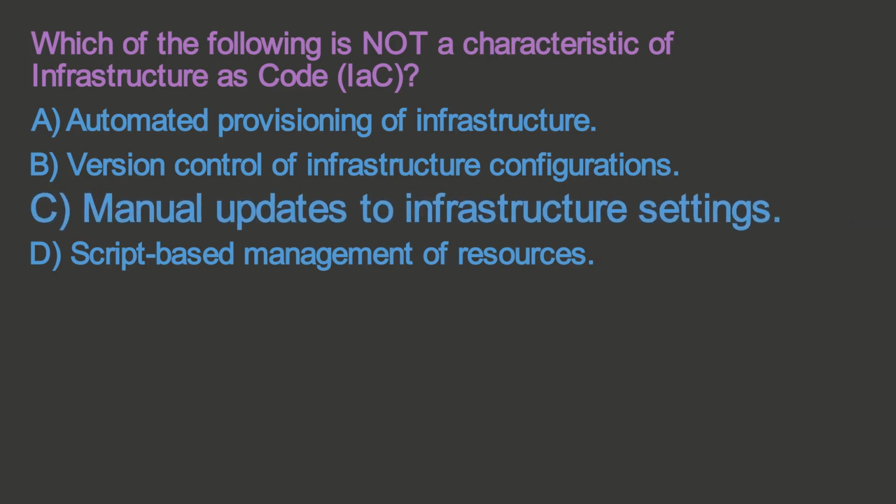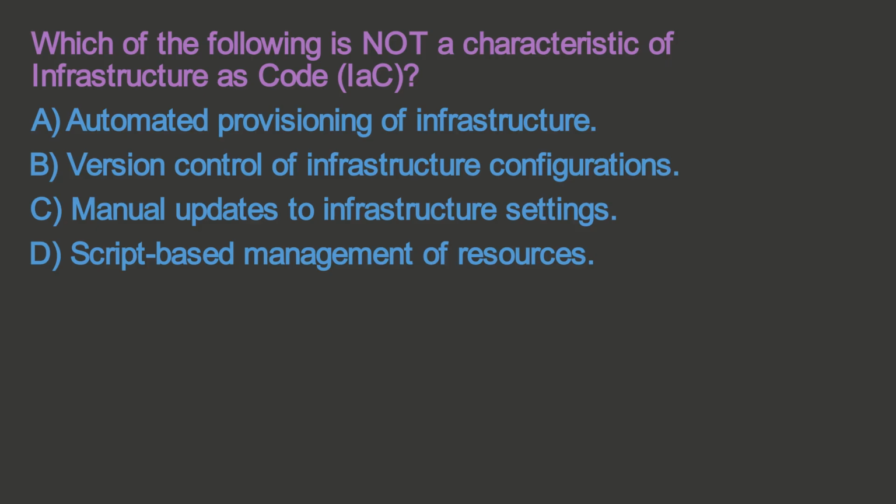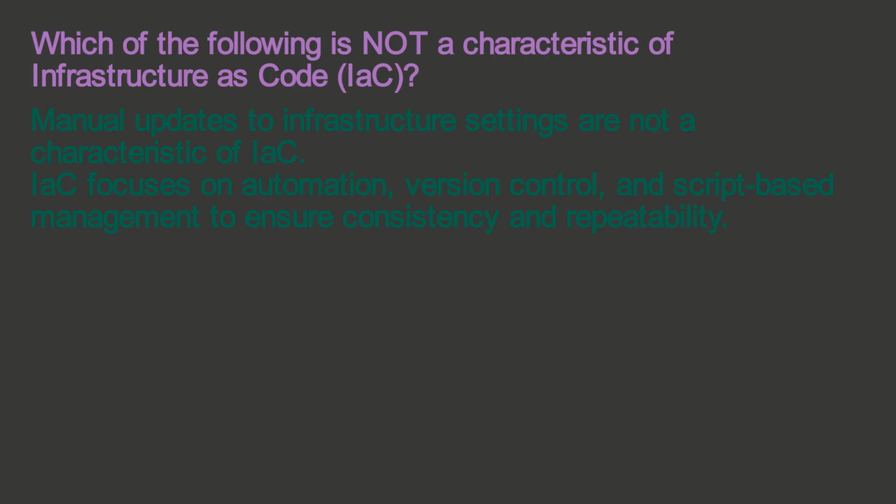The correct answer is C. Manual updates to infrastructure settings. Manual updates to infrastructure settings are not a characteristic of IaC. IaC focuses on automation, version control, and script-based management to ensure consistency and repeatability.